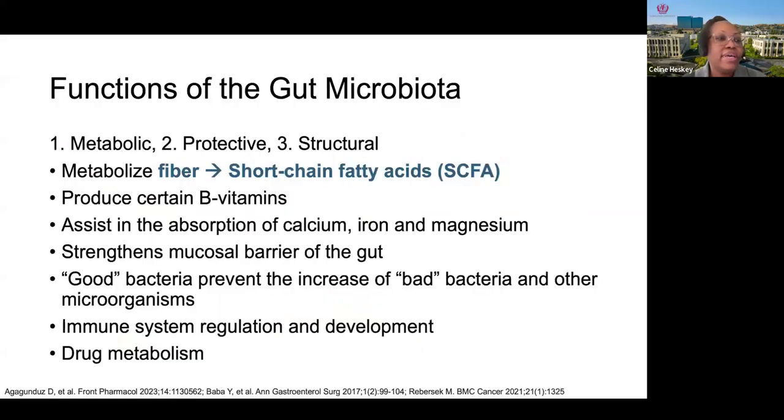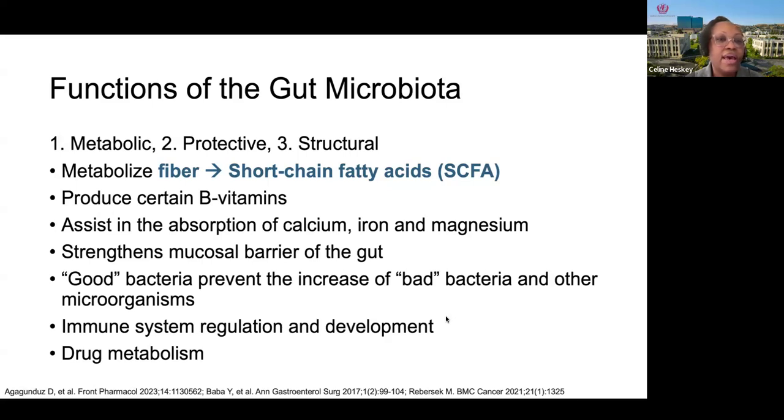So the microbes in the gut have several functions that can be characterized as metabolic, protective, and structural. Some of the metabolic functions include nutrient metabolism, and I have some examples on the slide. For instance, some of the gut microbes ferment fiber to short-chain fatty acids, and I have that highlighted for a very important reason, because that's one of the key mechanisms for cancer risk reduction.